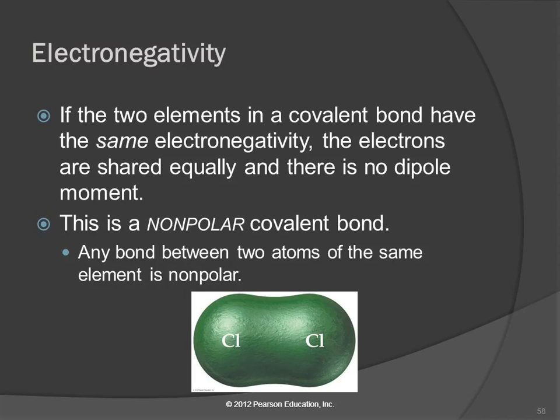In this illustration, we have a chlorine-chlorine bond. Chlorine is the same as chlorine. They have the same electronegativity, and so there's no difference, there's no dipole. So we call this a nonpolar covalent bond. It's covalent because there's sharing, and nonpolar means they're sharing equally. So any bond between two atoms of the same element is nonpolar. So that's an important point right there.